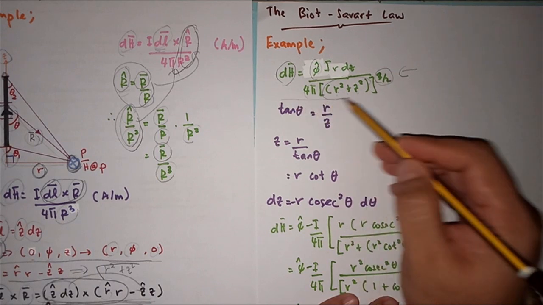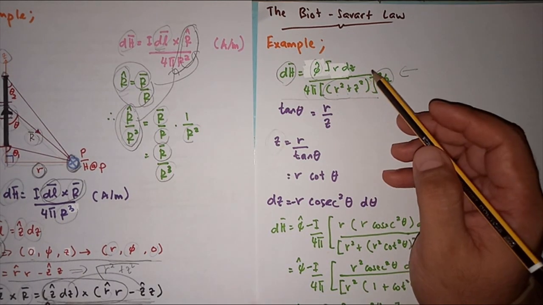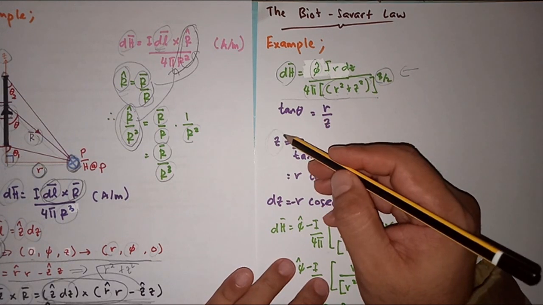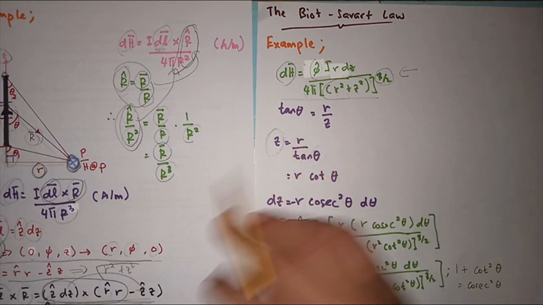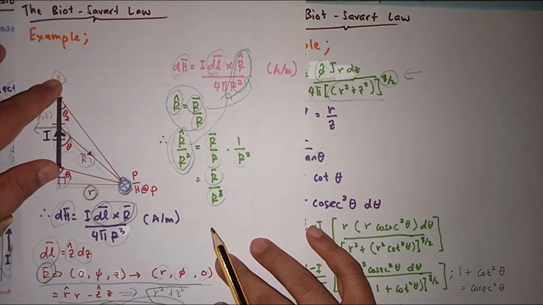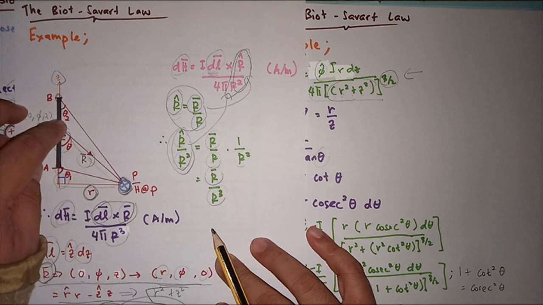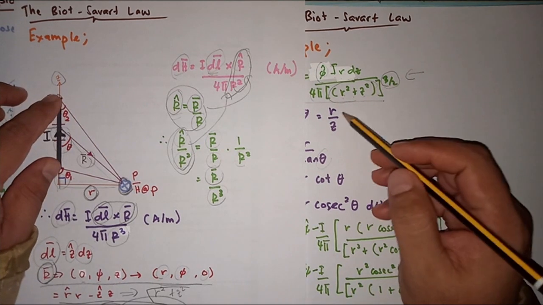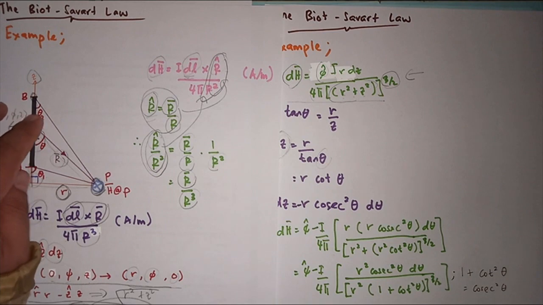In order to solve this equation, we basically need to make some modification. The first modification is that we need to convert the z component to theta. In this case, as we can see here, one of the parameters that changes is theta, which changes from theta 1 until theta 2. So we need to express our z component in terms of theta.